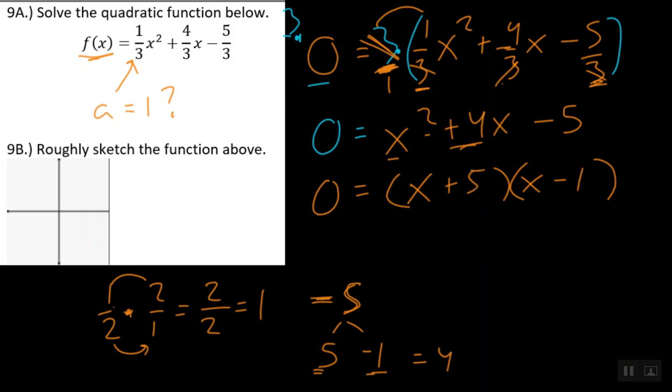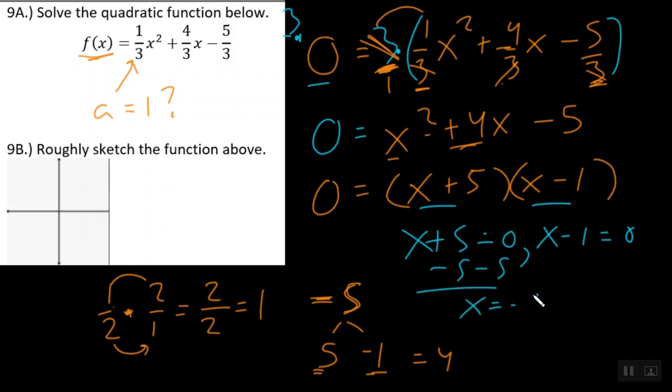Okay, from this point, we can set each factor equal to 0, like we've done every single time. And how do you get rid of a plus 5? Well, minus 5, and x is equal to negative 5. And how do you get rid of a negative 1? Plus 1, and x is equal to positive 1.